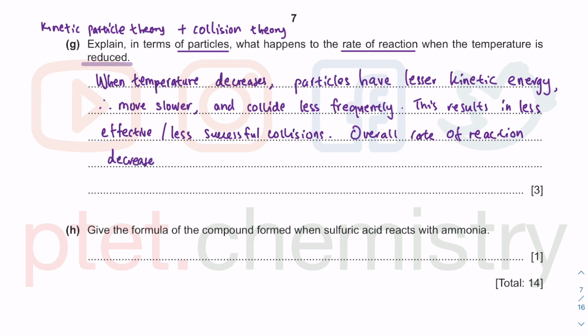So they wanted you to state what happened to the rate. There's your third explanation, that's the third point. The first point is about lesser kinetic energy. The second point is about less frequent collisions and less successful collisions. Overall rate of reaction decreases. They give you your 3 overall points there.